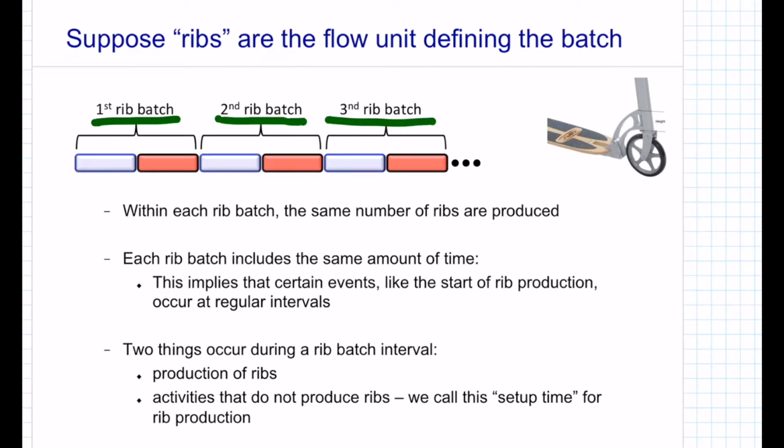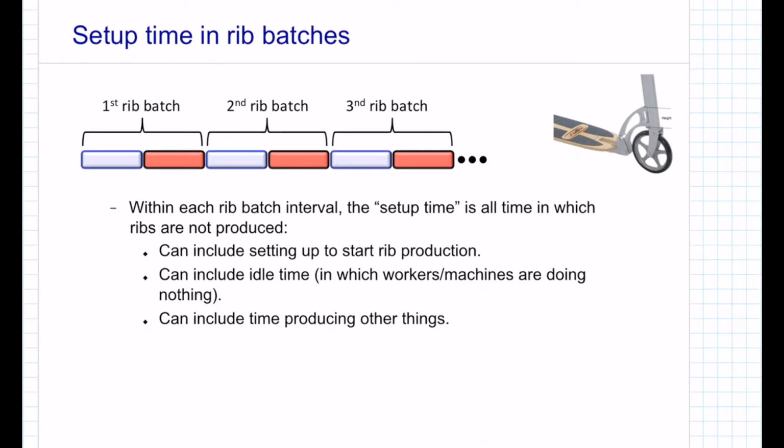There are two things that are happening in each rib batch interval. One is production of ribs and the other is activities that do not produce ribs. We are going to call them setup time for rib production. So the setup time within each rib batch interval now includes all the time in which ribs are not produced. That can include setting up the rib production.